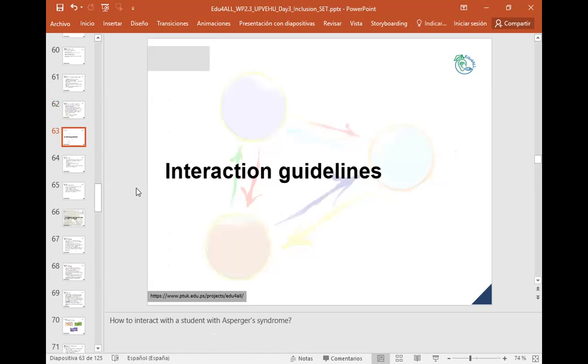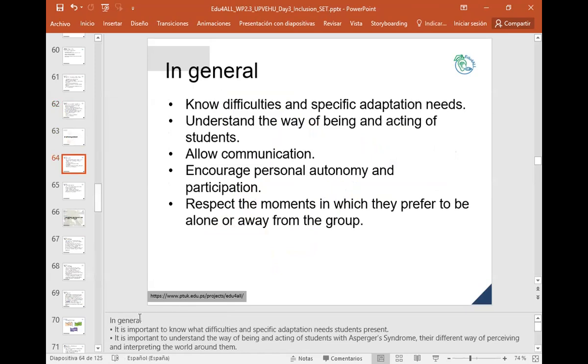Again, how to interact with students with Asperger's syndrome. This is a guideline.